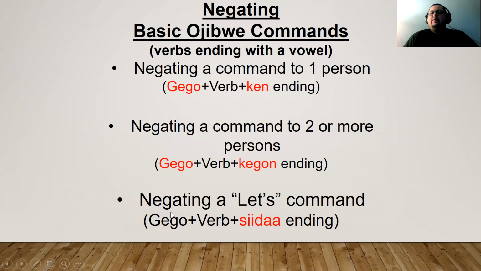And we said Wisinida. How do we negate a let's command? Negating a let's command, we have gego plus our verb Wisine, and then the S comes back, we see S in here, and da is our let's. So it sounds like gego Wisinisida. Let's not eat. Okay, that's how that comes out to be. And these are with verbs ending with a vowel.